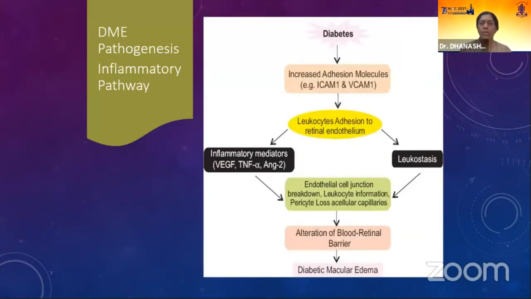There is also a separate inflammatory pathway that many people believe exists in diabetes. This inflammatory pathway works through the ICAM molecules. These molecules lead to leukocyte adhesion to the retinal endothelium. The inflammatory mediators and the leukostasis eventually lead to endothelial cell junction breakdown, leukocyte formation, and pericyte loss. This leads to blood retinal barrier breakdown and eventually macular edema due to transudation of fluid.